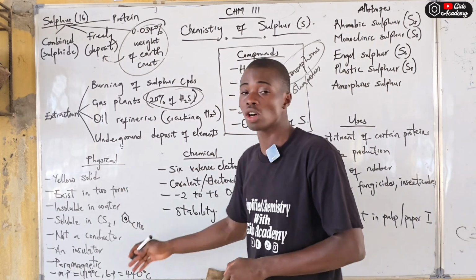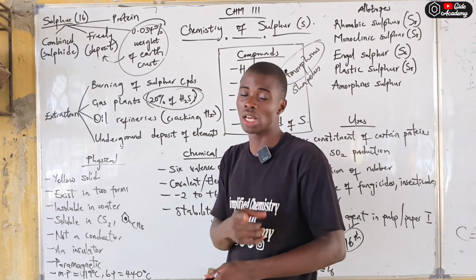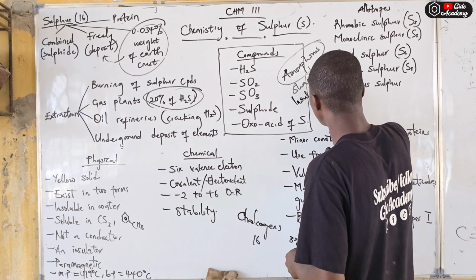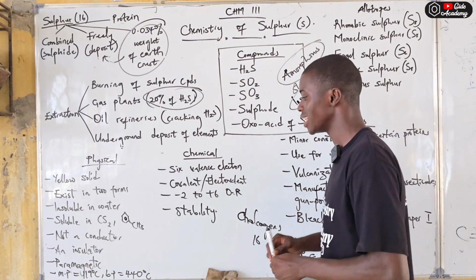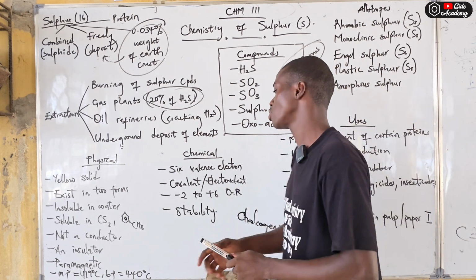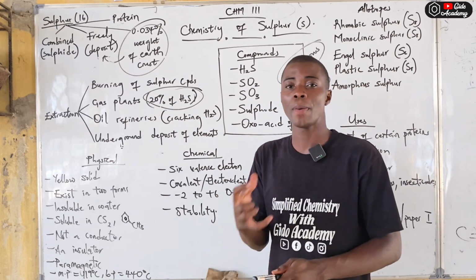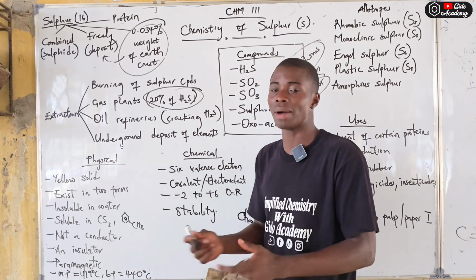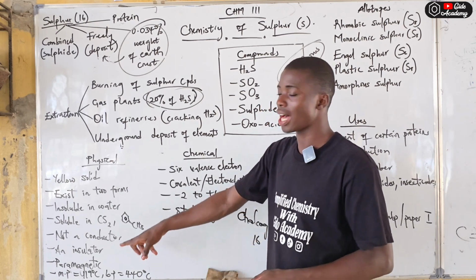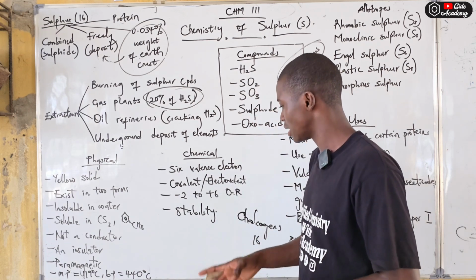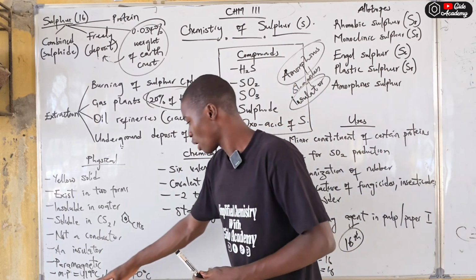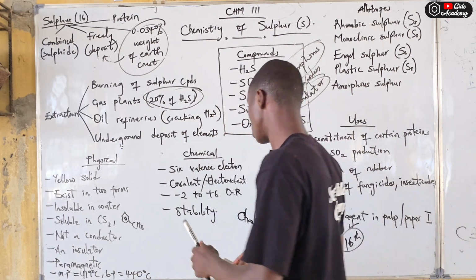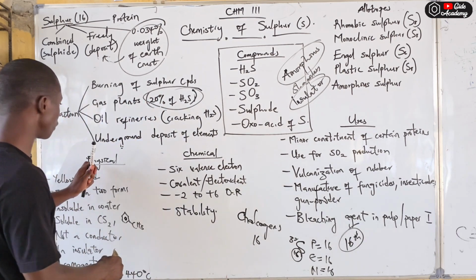Then it is not a good conductor. As long as it's not a conductor, it's not even good. It's not a conductor generally, so we refer to sulfur as an insulator. We use sulfur as an insulator. And it is paramagnetic. For those who don't understand paramagnetism, it means it has unpaired electrons, they are not fully paired. Assuming they are fully paired, it is called diamagnetic. But as long as they are not fully paired, it's called paramagnetic. The melting point of sulfur is 119 degrees Celsius, and the boiling point is 440 degrees Celsius. So that is for the physical properties of sulfur.